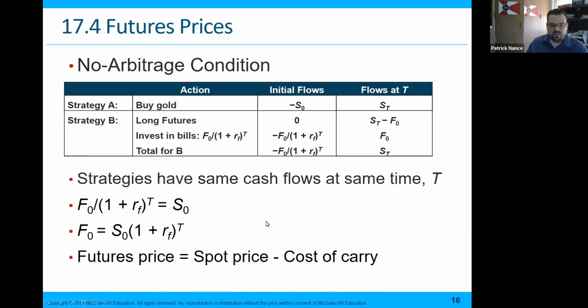Strategies have the same cash flows at the same time, so the T would be the time in this case. The futures price again equals the spot price minus the cost of carrying it. So strategy A would be just to buy gold and the flows at time T. And the other strategy, we've got long futures, investment in bills, and then the totals for buying.